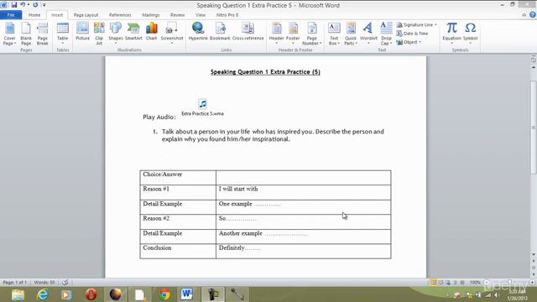Okay, and now we're moving on to speaking question 1, extra practice number 5. As I told you in number 4, I was going to give you an example of if you get stuck with just one reason, and how if you just have that one reason, you can give 2 examples to help make sure you can speak clearly and coherently for the full 45 seconds. And so we're going to show you how to do that with this particular question.